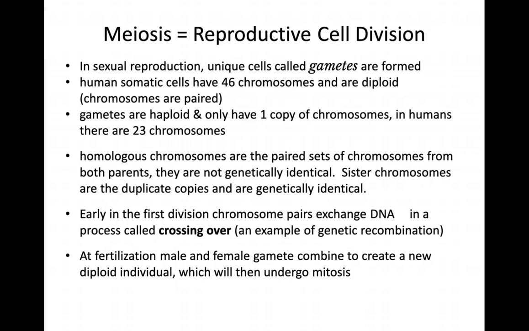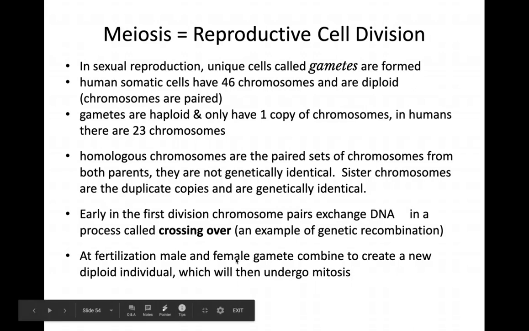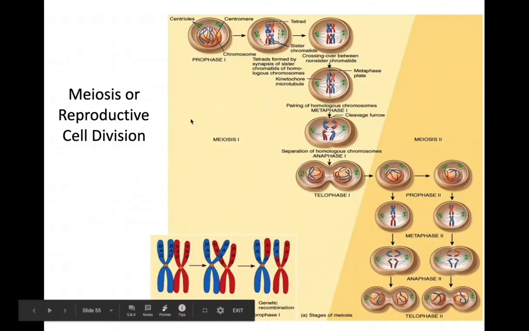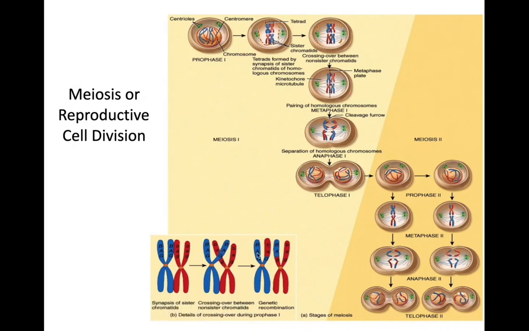So at fertilization, you'll have a male and female gamete combine to create a new diploid individual. So you take the male's haploid cell, the female's haploid cell, put them together, and you get a diploid individual that will undergo mitosis. This here is showing where you've had some crossing over. This little part of the chromosome swaps places.